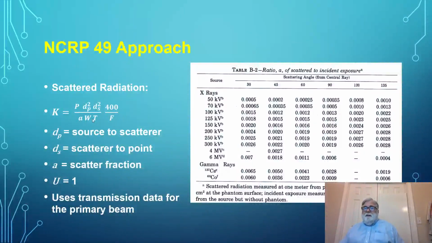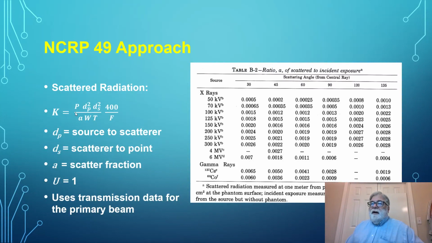So that's dP, the primary radiation distance. P is again permissible. We know W. Now, the use factor in NCRP 49 is always 1 for scatter. Scatter goes in all directions, so we don't have any preferential direction. We're not pointing at the scatter this way more often than that direction. Scatter is considered to be uniform, so the use factor is 1 for scatter.